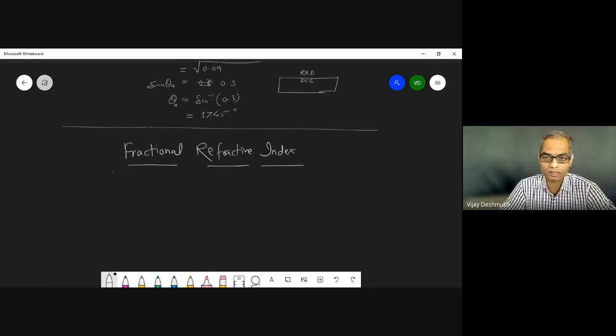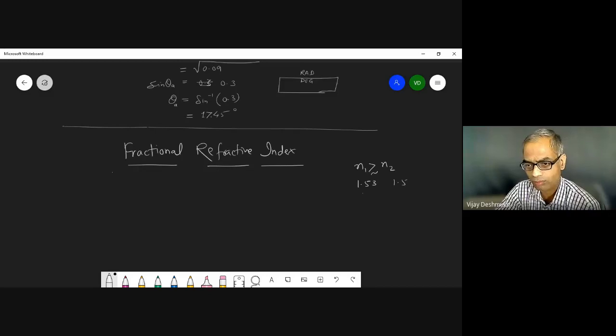So what do you mean by fractional refractive index? Now we know that the clad and core have slightly different refractive indexes. So always N1 is greater than N2, and I can say safely that N1 is slightly greater than N2. It is very close to N2. Take the example: if this is 1.53, this is 1.5, or if this is 1.5 and this is 1.48. So the difference is very small, okay? But it matters a lot.